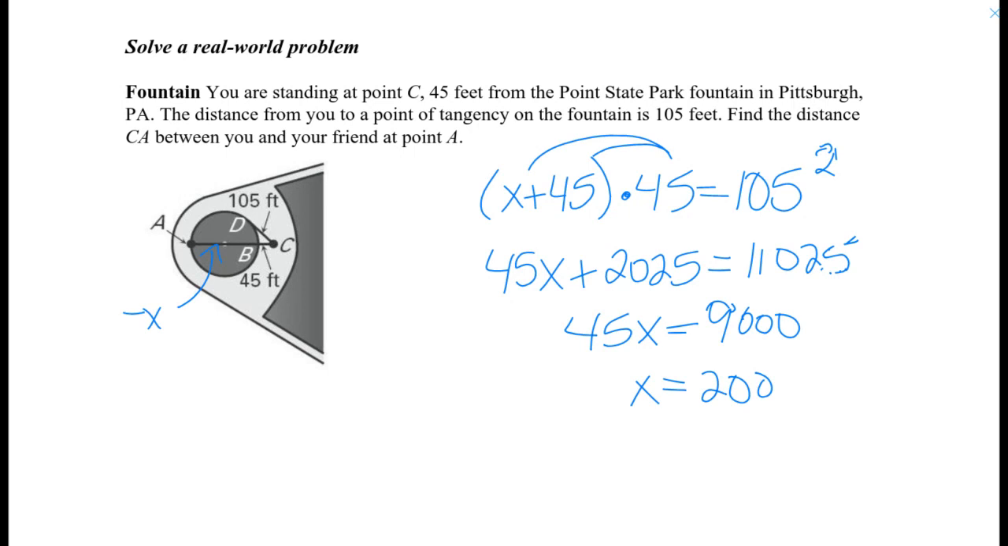So we know that this length here of AB is going to be 200 feet. So basically that's going to be the distance across the fountain is 200 feet. Now you were standing 45 feet away from the fountain, so when we look for the distance between you and your friend, we have to include that. So we know that the total distance between you and your friend is going to be the distance across the fountain of 200 feet, plus the distance from you to the fountain, which is 45 feet, and we come up with a total distance of 245 feet.